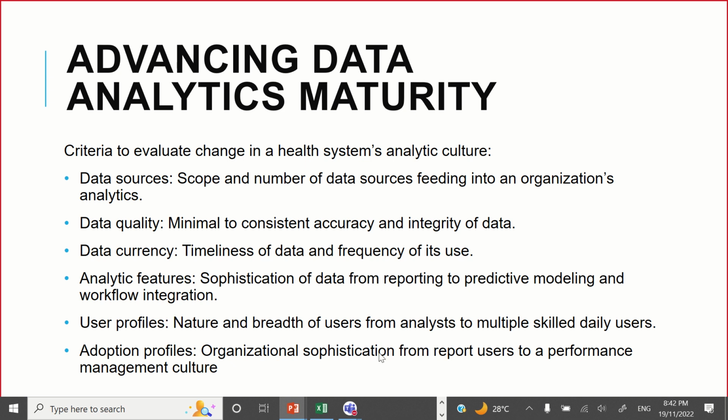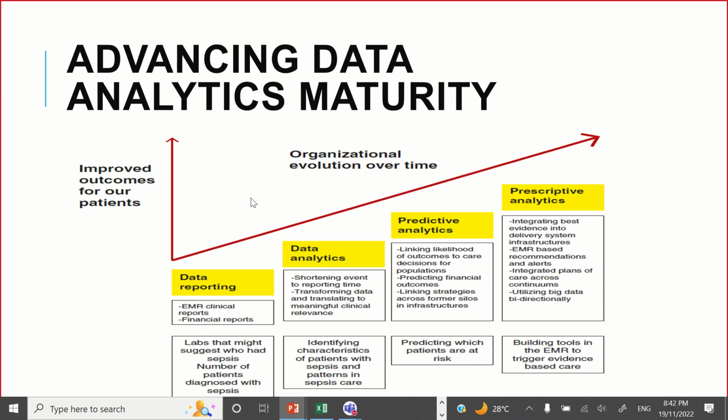So the organizational sophistication, from report users to performance management cultures. How do we use the data? How do we adopt it? How do we integrate it within our practices on a regular basis? So when you study these elements, it helps you identify and think, is my organization currently in the reporting phase, in the analytic phase, predictive and prescriptive?